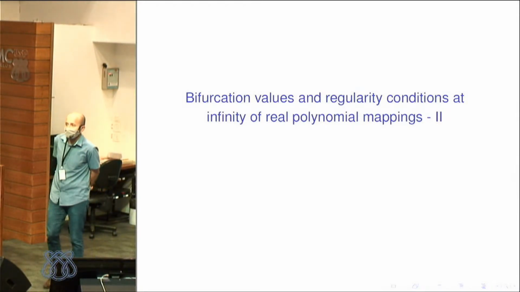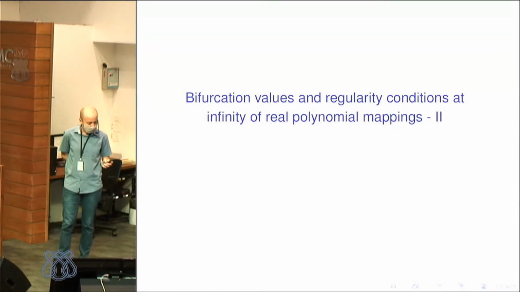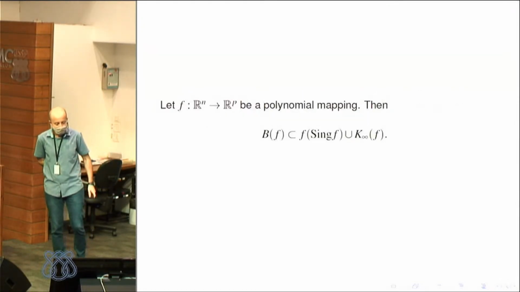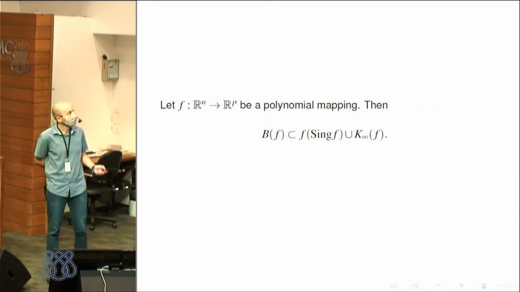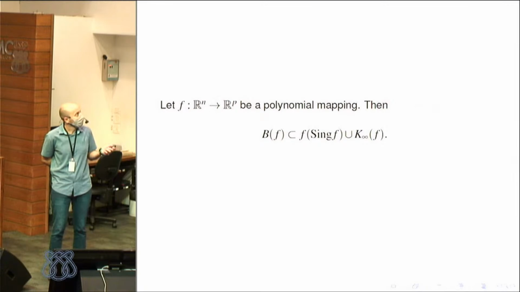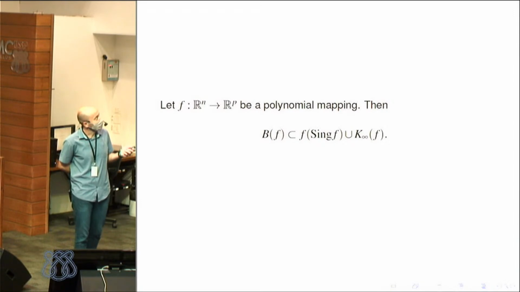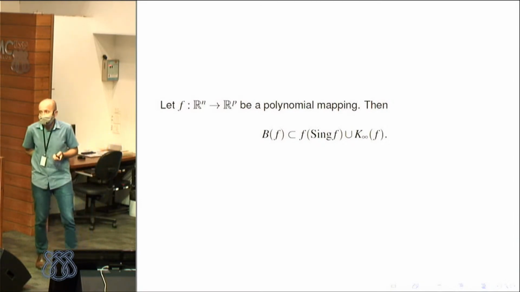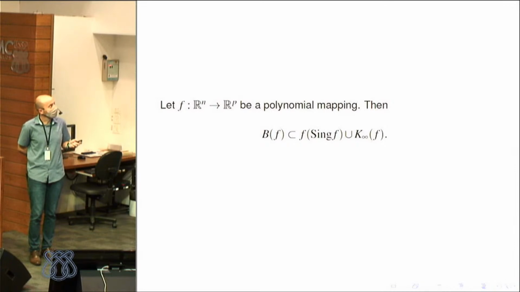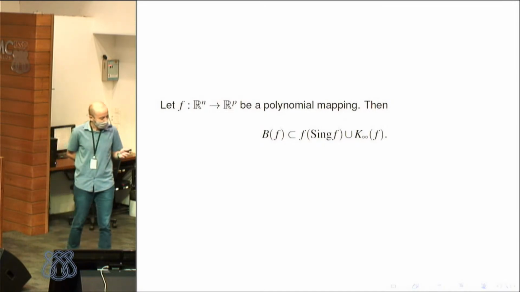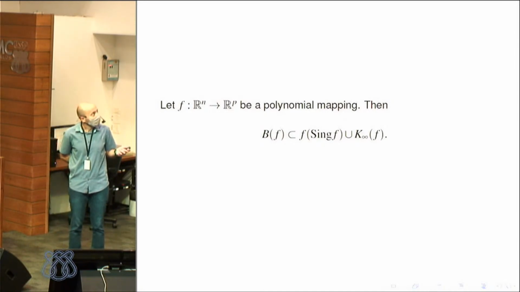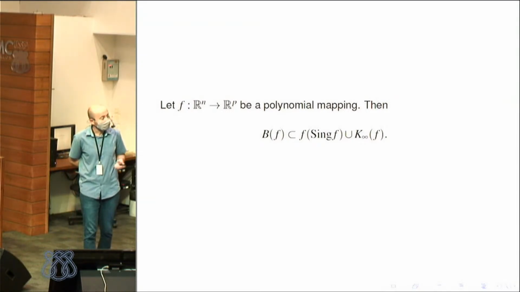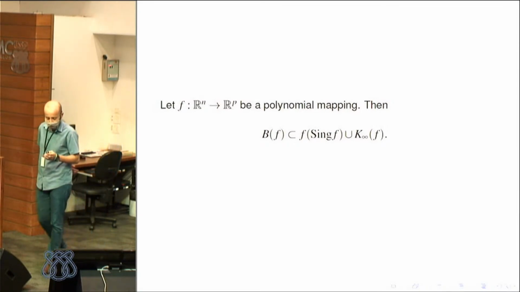Hello. In this talk, the idea is to discuss a local point of view on K infinity F, and consequently on the bifurcation set. Firstly, we recall the definition of BF, and after we want to discuss the local point of view on K infinity F at a neighborhood at infinity.